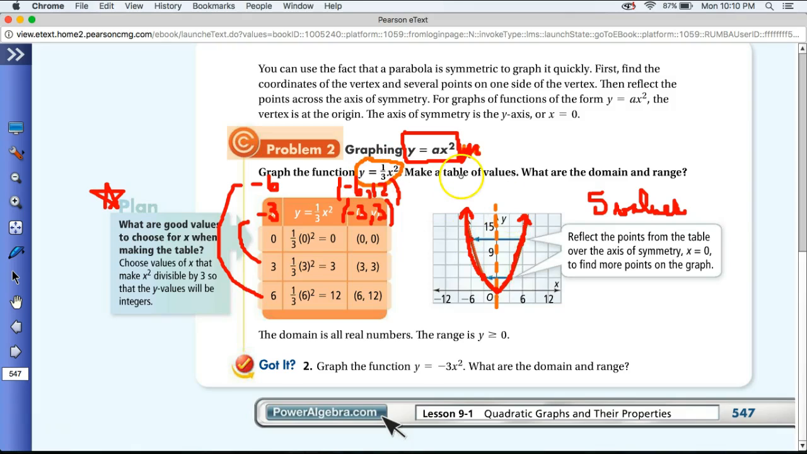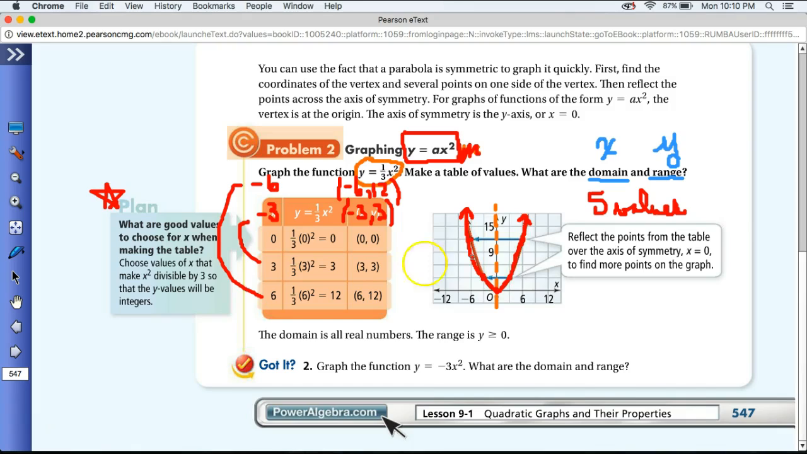I graphed it. Here's my table of values and here's my graph. The last part that is left for me to do is to declare the domain and the range. So flashback, domain is simply the x values that are a part of the function, and the range is simply the y values. And I'm going to use the graph itself to establish the x and the y values.